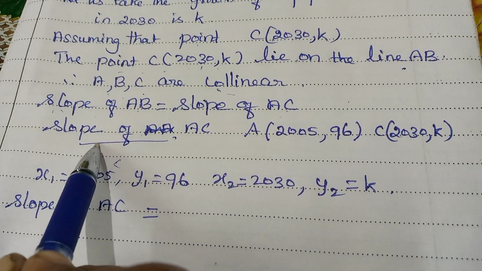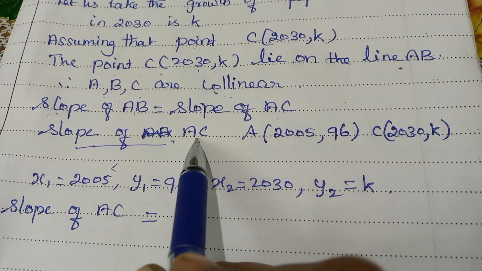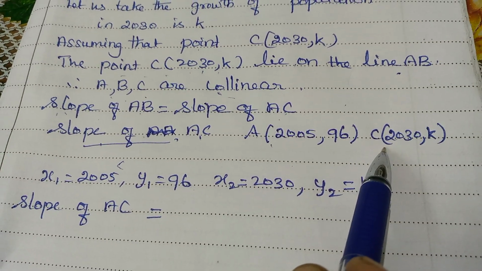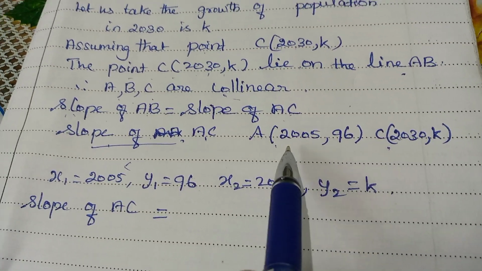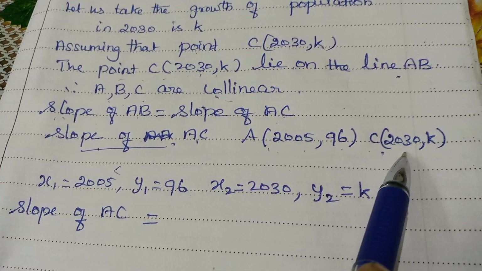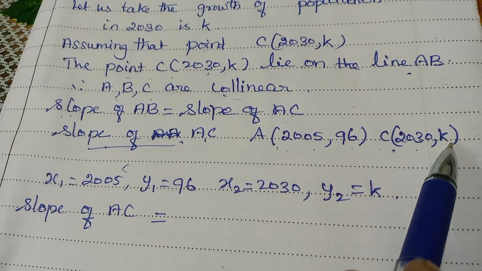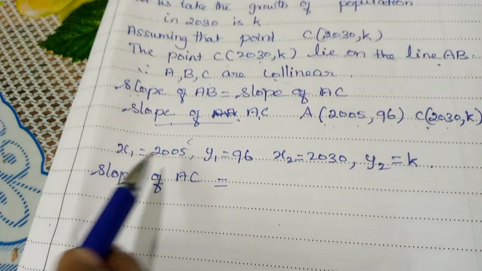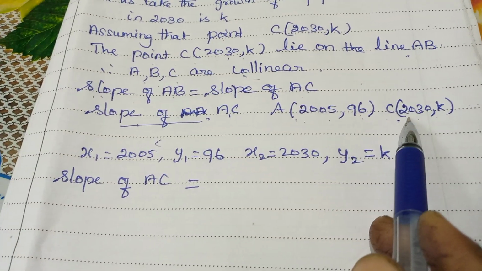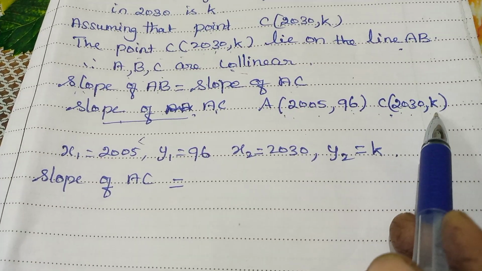Okay, first let us find slope of AC. For that, let us take point A and point C. What is point A? (2005, 96), and C is (2030, K), the unknown value K. So here x1 equals 2005, y1 equals 96, x2 equals 2030, y2 equals K.